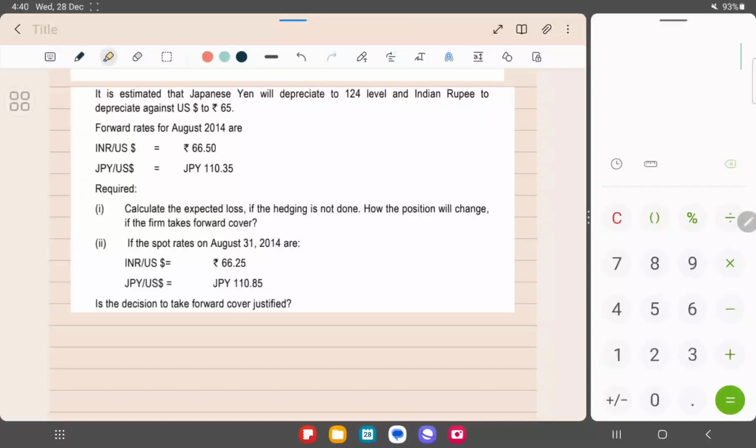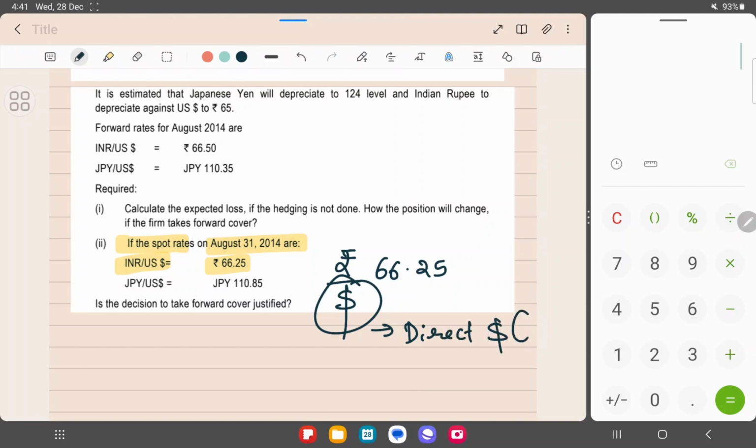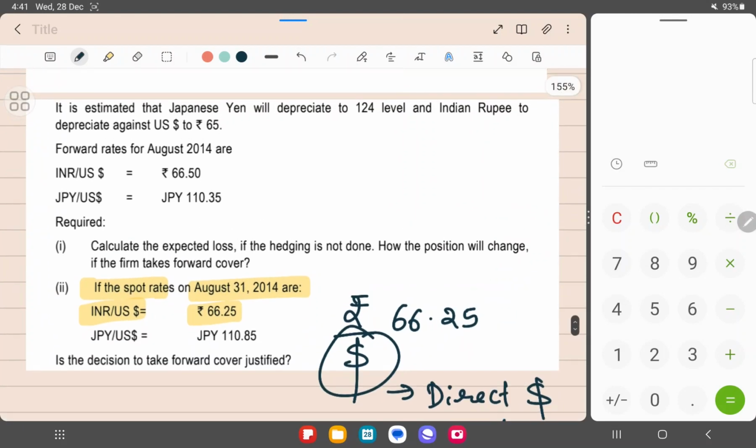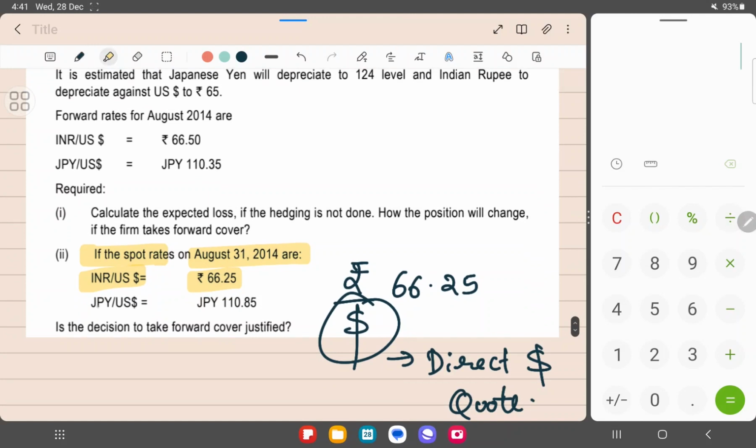Now, if the spot rate on August 31st 2014 is rupee upon dollar 66.25 - I'll just write it - rupee upon dollar 66.25, this is a direct dollar quote. Then the other one is yen per dollar, which is equal to JPY 110.85.